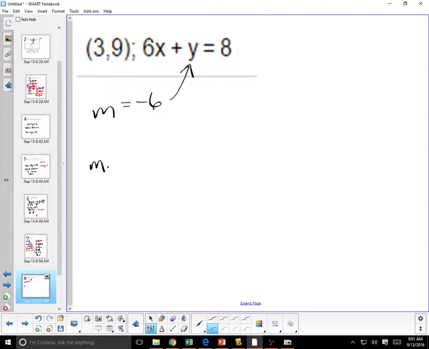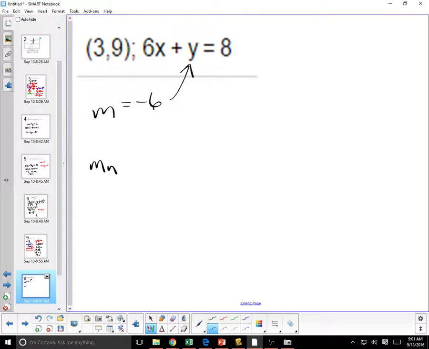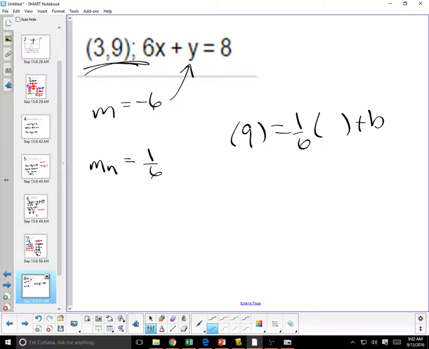So my new slope, the one that I want, is actually, what is it? 1/6. Or would it be negative? No, because this was negative. In order to be perpendicular, I've got to be the opposite of negative, which is positive. And then I just plug that into y equals 1/6 x plus b. What goes here? 9. Here's the coordinate right there. And then 3 goes here. So I've got 9 equals 1/3 plus b.